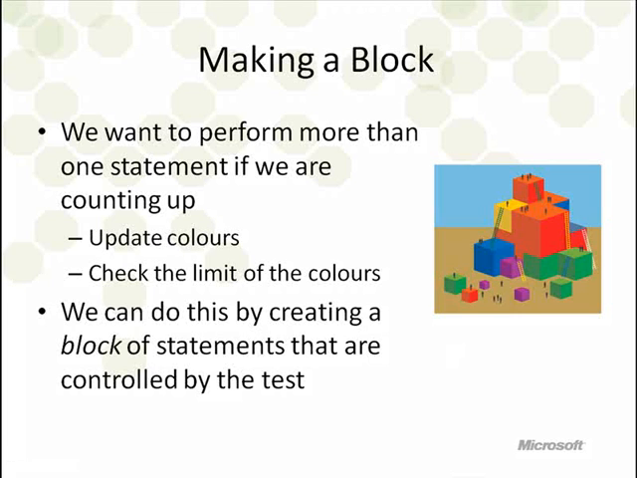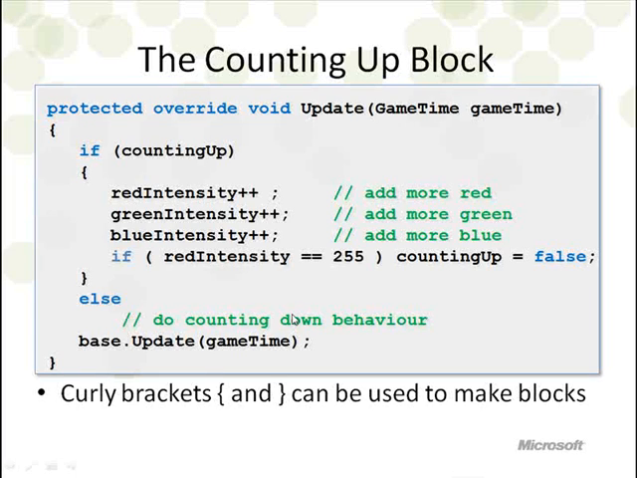But anyway, I make a block of statements which are controlled by the test, and this is how I do it. If I'm counting up, we have a curly bracket that says this is the start of the block. And then I have all the statements which are in that block and need to be obeyed if the condition is true. If I'm counting up, red gets bigger, green gets bigger, blue gets bigger. If the red value has hit 255, I make counting up false because I don't want to count up anymore. So next time update gets called, that condition will fail, so we do the else bit, we do the counting down.